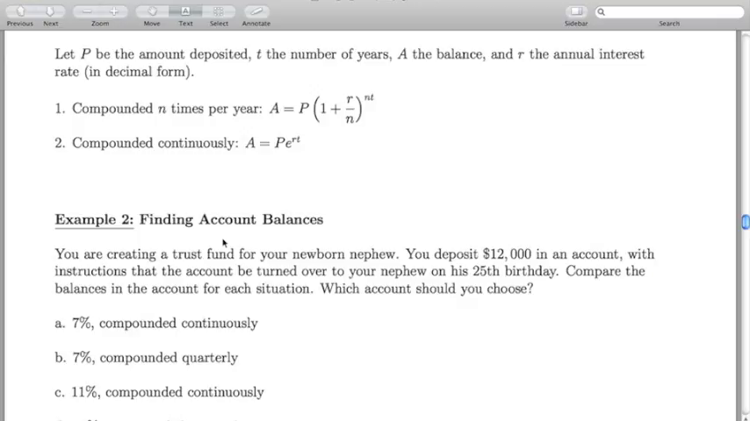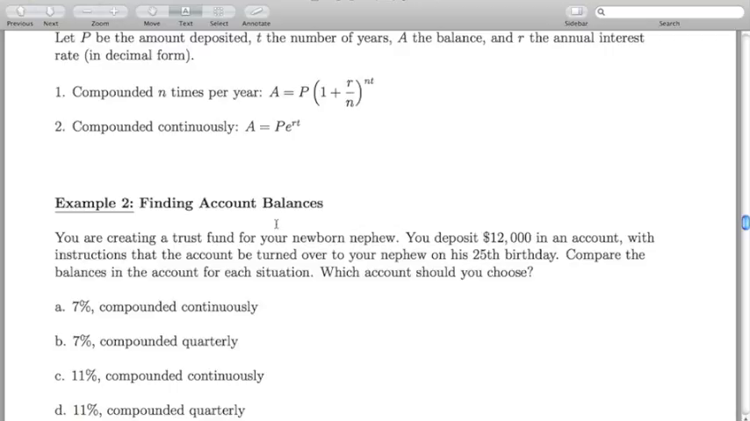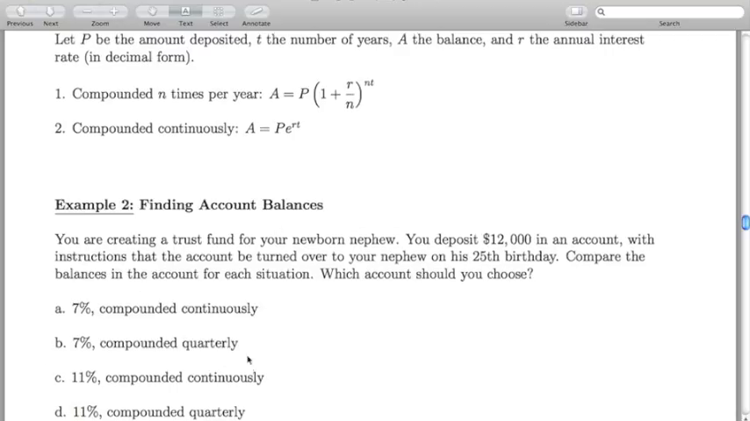Okay. So if we look at example 2 on finding account balances. In this example, you're creating a trust fund for your newborn nephew. You deposit $12,000 in an account with the instructions that the account be turned over to your nephew on his 25th birthday. Compare the balances in the account for each situation. Which account should you use? Now, on your paper, I left this part off. This is the part where I was like, we're missing something. So this is the rest of the question that I didn't give you.